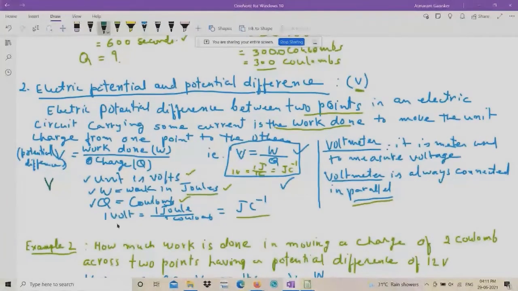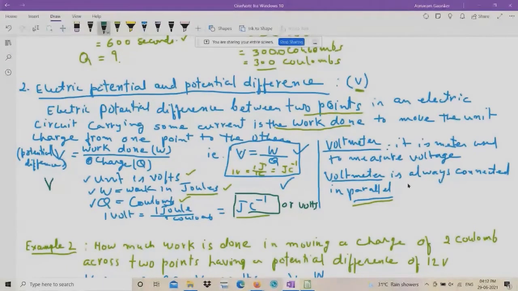So in other words, 1 volt is equal to 1 joule of work divided by 1 coulomb of charge, and its unit is either you write V, that is volts, or you write joules coulomb raised to -1. Both these are the units of potential difference V, either volts or joules coulomb raised to -1.